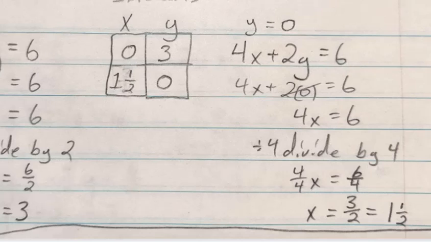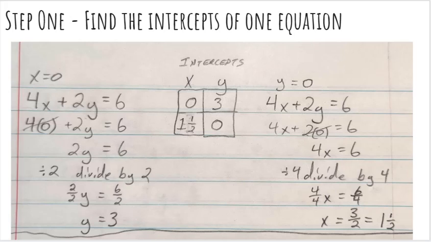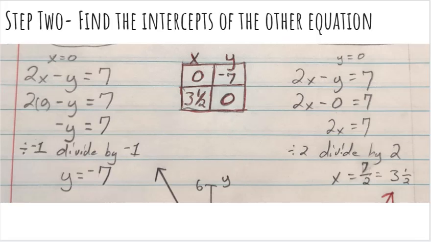Now, it's at this point that I would go to my graph and graph those 2 points, draw the line in between them, and be good to go, okay? However, for the sake of this video, we're going to go ahead and find the intercepts for the second equation, okay? So we're just on a roll here. We're just doing the same thing for the second equation.